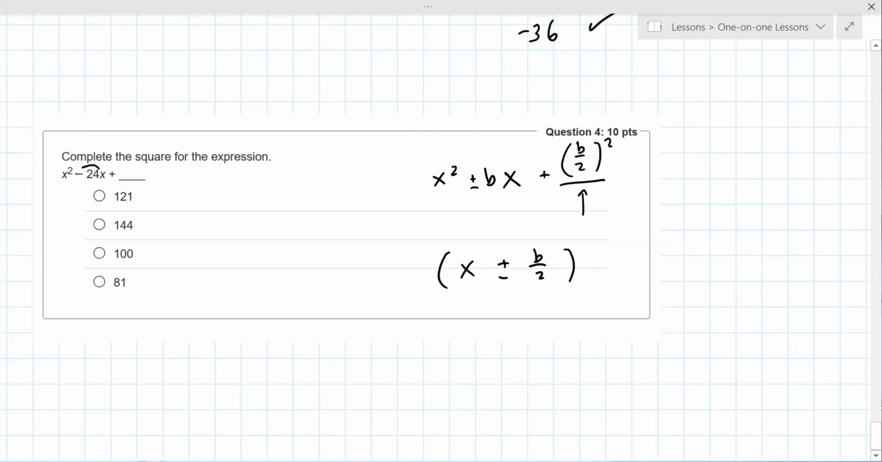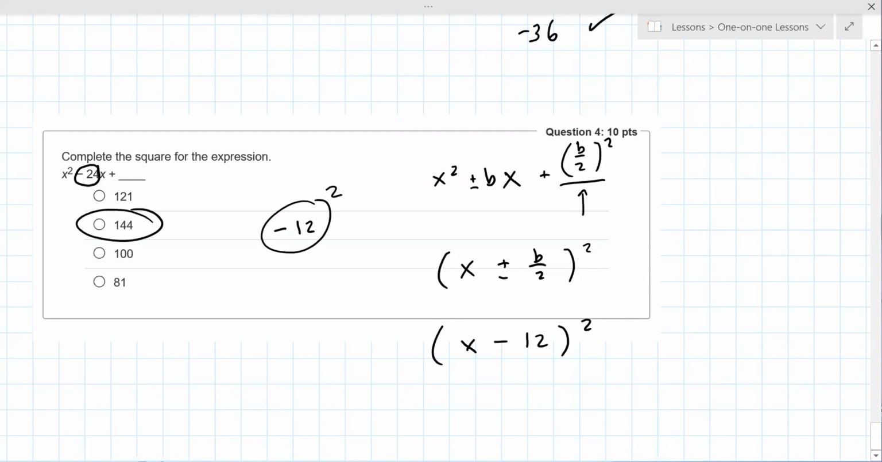So what is half of negative 24? Positive 12. What is half of negative 24? 12? What is half of negative 24? I don't know. Negative 12? Yes. So that's what goes here. It's x minus 12 squared. So the number that goes up here is this number squared. Okay, so it's 144. Yes.